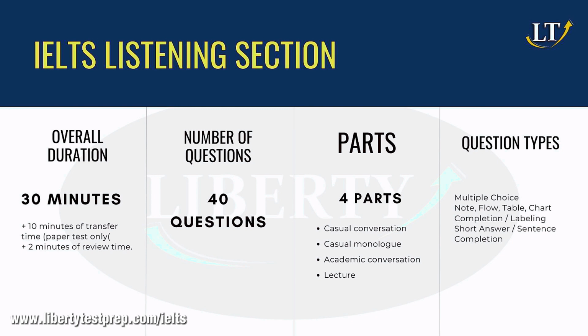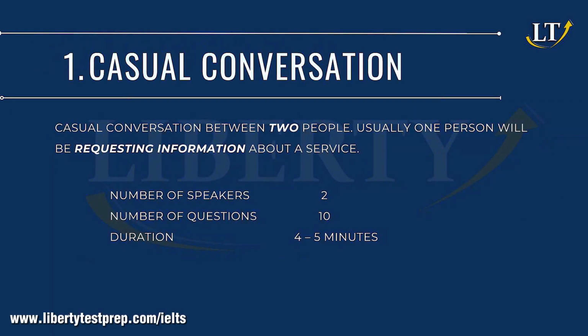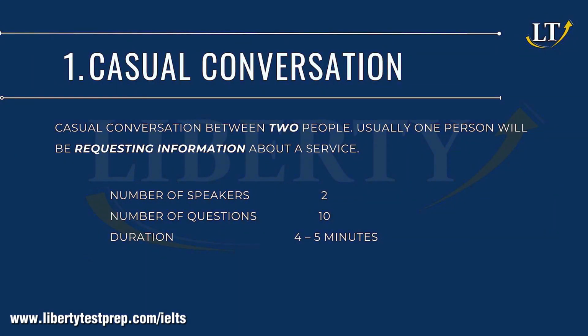Now, let's talk a little bit about the parts. There will be 4 parts. The first one is a casual conversation. Okay, in this casual conversation, you have 2 people talking. Usually one person will be requesting information about a service. As far as the number of speakers, it's always going to be 2. Number of questions, you get 10 questions for this part. And the duration is anywhere between 4 and 5 minutes.